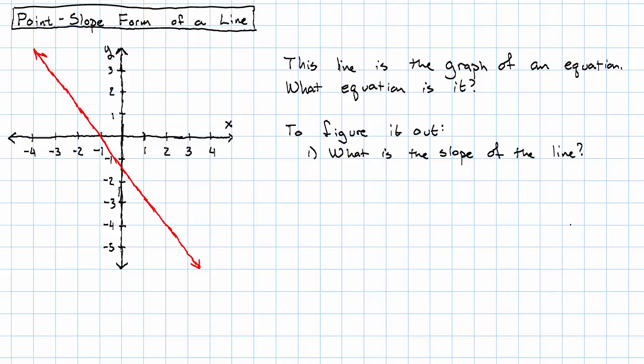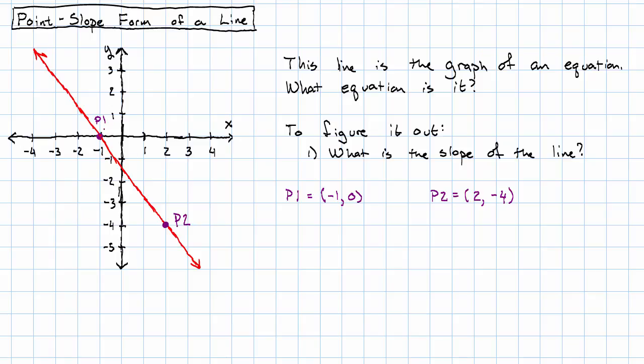First, we ask, what is the slope of this line? In order to do that, we need to find two nice points on the line. And looking through, I see this point and this point being places where the line cuts across grid lines. So I have the point x is negative 1, y is 0. I have the point x is 2, y is negative 4.